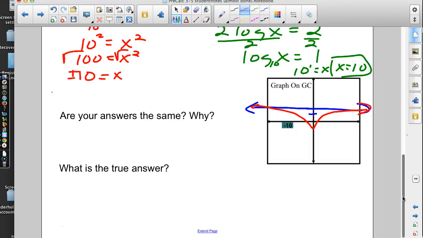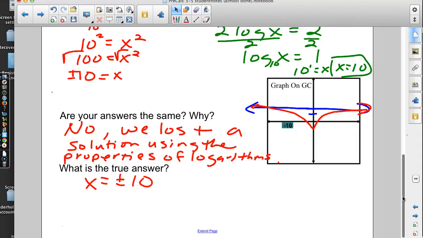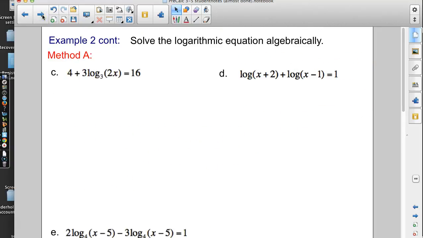Like so. So the answer is the same, new, because in the second one we lost an answer. We lost a solution. Using the properties of logarithms. True answer. Plus or minus 10. Because we keep our eye on the domain and the fact that we know how many solutions we're supposed to have as we go through it. And if we do that, then we would know we're wrong, and we could maybe grab the graphing calculator and try to figure out, okay, how did this go wrong? What happened here? So now they're getting a little larger.